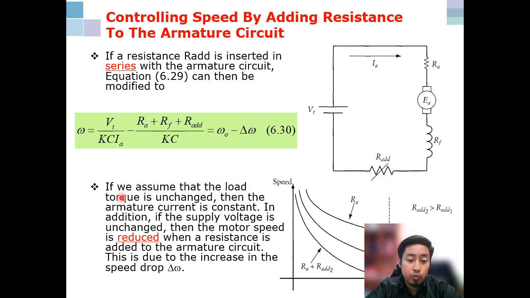If we assume that the load torque is unchanged, then the armature current is a constant. In addition, if the supply voltage is unchanged, then the motor speed is reduced when resistance is added to the armature circuit. This is due to the increase in the speed drop. I think all of you are clear on this because it is very simple. Just add the value of the resistors, and then you can see what happens to the speed drop.